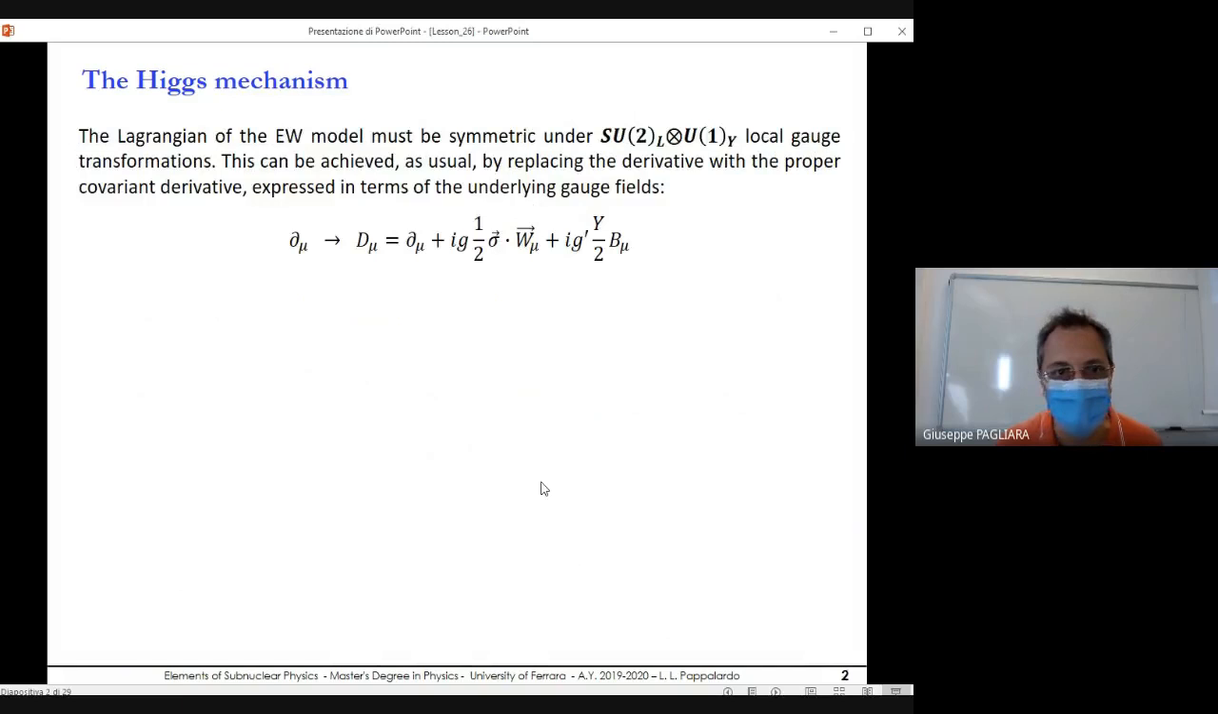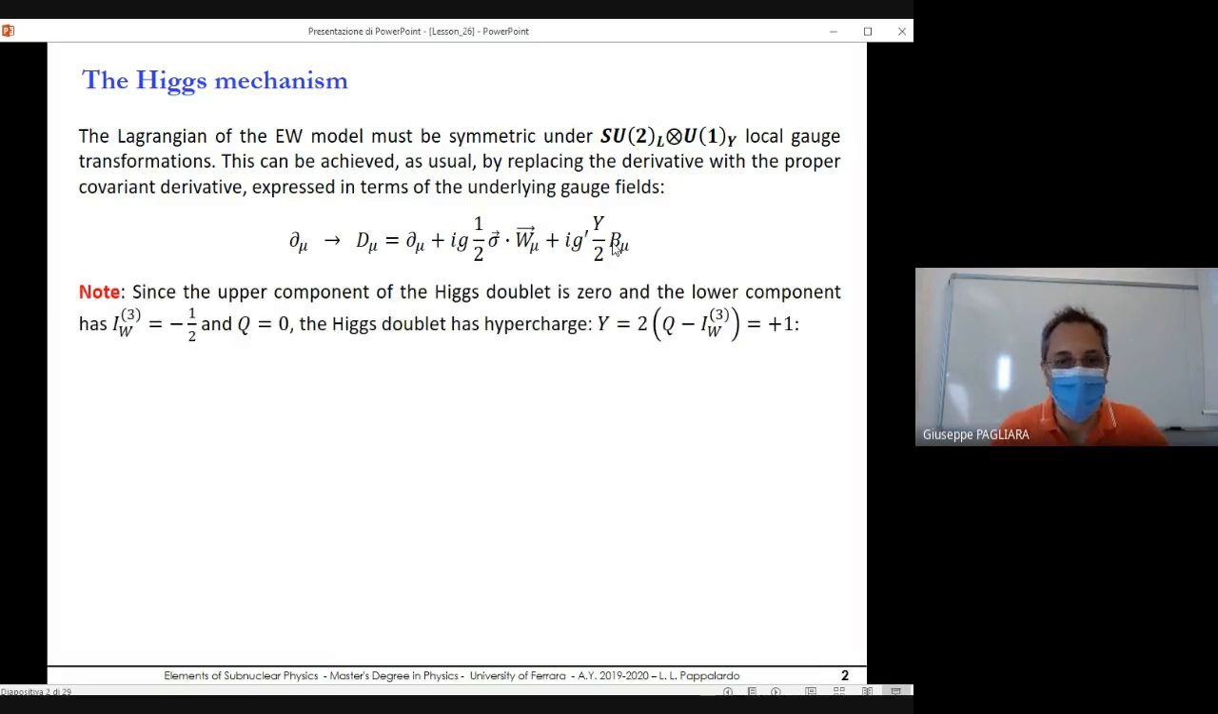So, now, the Lagrangian of the electroweak model must be symmetric, as you know, under this global gauge transformation, SU(2) left, U(1) hypercharge, okay? And this, as we saw yesterday, can be achieved by introducing these 4 gauge bosons through the covariant derivatives, the 3 W's and the B. Now, what about the Higgs? Because we want to apply these to the Higgs, okay?